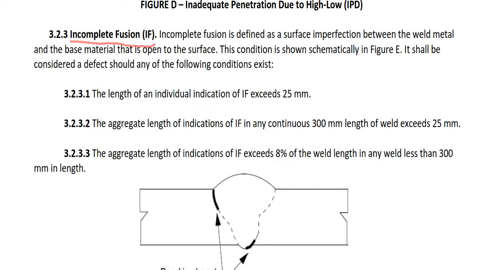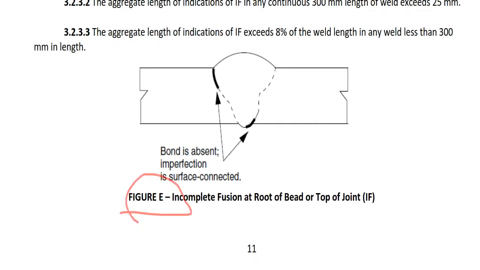3.2.3, incomplete diffusion. Incomplete diffusion is defined as a surface imperfection between the weld metal and the base metal that is open to the surface. This condition is shown schematically in figure E. This is figure E, and this area, the black line here, is the open surface.